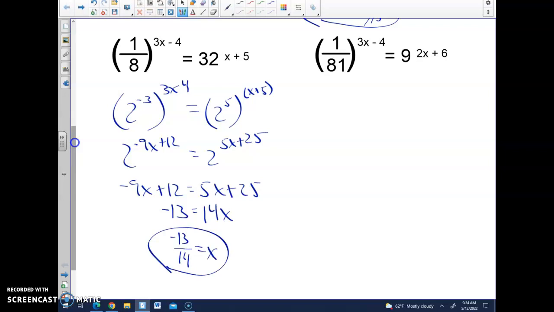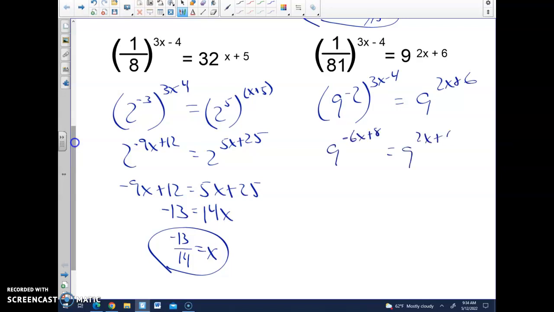Here, I'm going to make this 9 to the negative 2, 3x minus 4. And this 9 to the 2x plus 6, I can just leave it. 9 to the negative 6x plus 8 equals 9 to the 2x plus 6. Now, if one of you did 3 to the negative 4th and 3 squared, you'll get the same answer. That's okay. But hey, if I can make my life a little easier, why not? You don't get bonus for degree of difficulty.